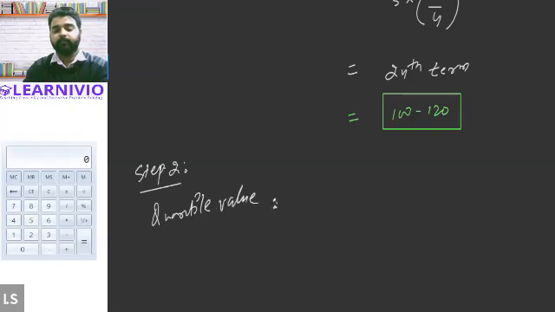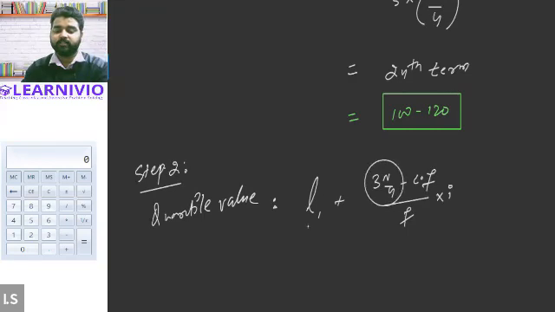How do we calculate the quartile value? The formula will be L1 plus, instead of n by 4, this time we will write 3n upon 4 minus CF upon F into interval. The formula is the same. In fact, the only change is this 3n upon 4. In place of n by 4, we will be writing 3n by 4. Everything else will remain the same.